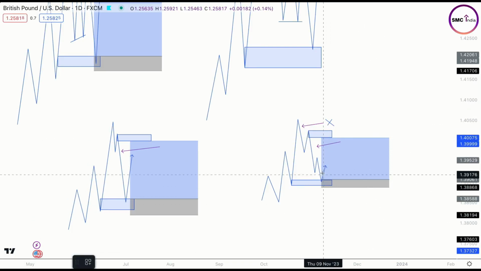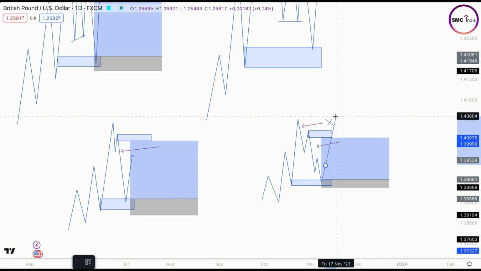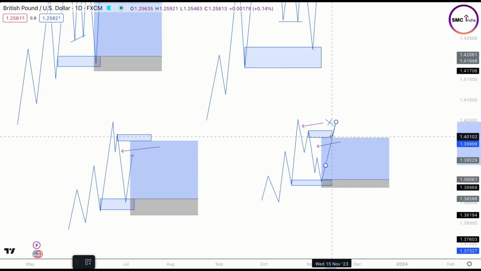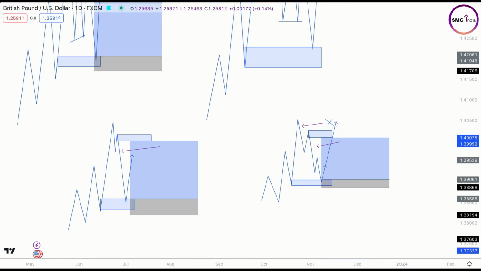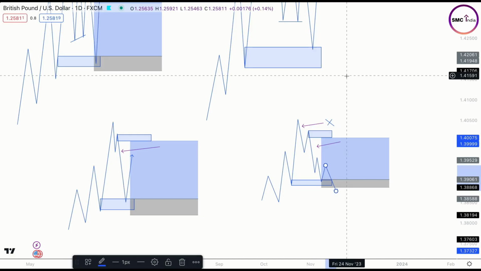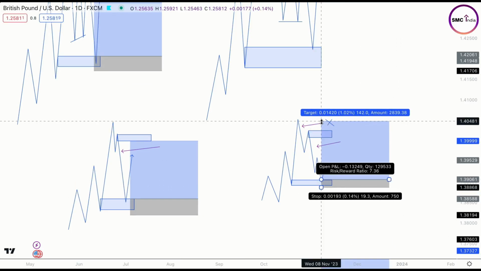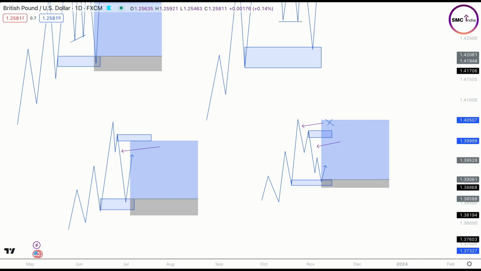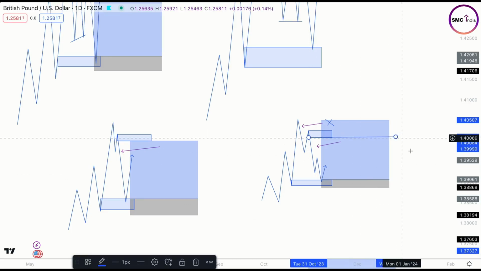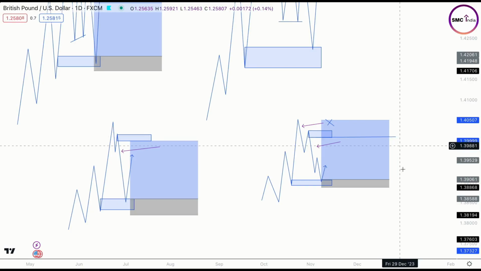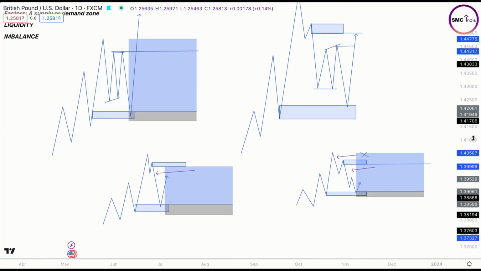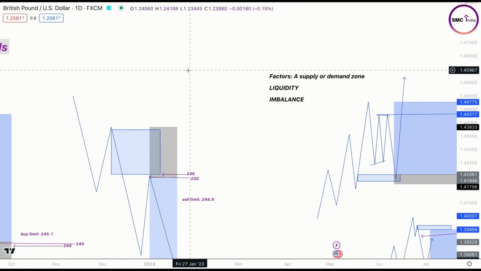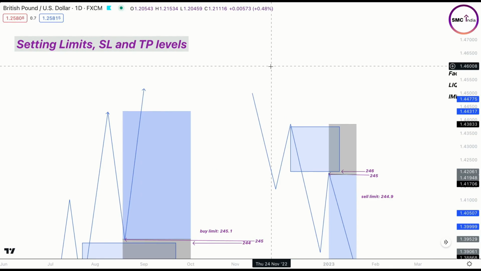Instead of targeting your full take profit levels here, what you do as a trader is that you take most of your positions up here, because there is always a risk that the price moves up, did not fill this imbalance, and then the price hits a stop loss and then shoots up again. So what you do as a trader, you take your full positions here, but you take most of your positions here. You may say 80% of your positions here, and then 100% of your position here. So this is how you place your limits, stop loss, and take profit levels.